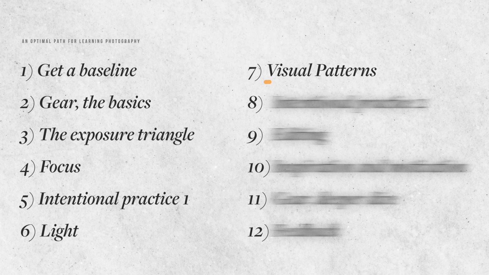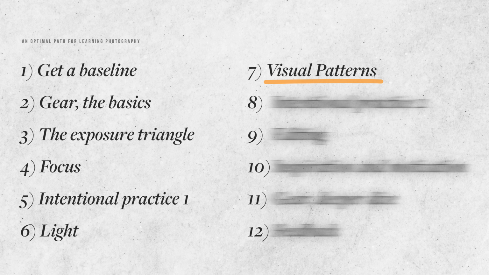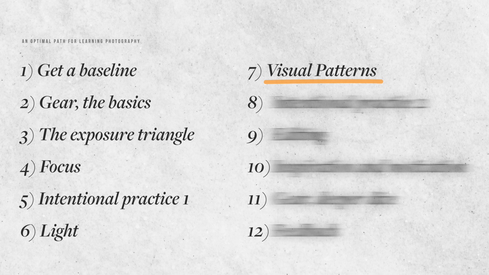Now, once we have light, we have the ability to start to compose it in our images. And this is where visual patterns comes in. Just like the spoken word, with images, we communicate visually. Photographers use visual language to communicate in their images. And just like the spoken language, visual language has the equivalent of letters and words and sentences and paragraphs that when combined together create meaning. This is what visual patterns are.